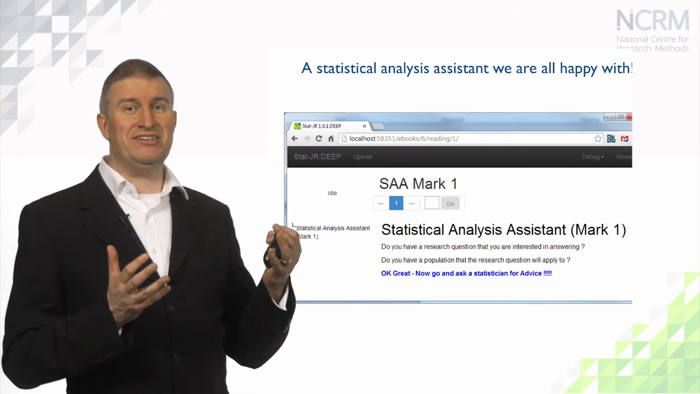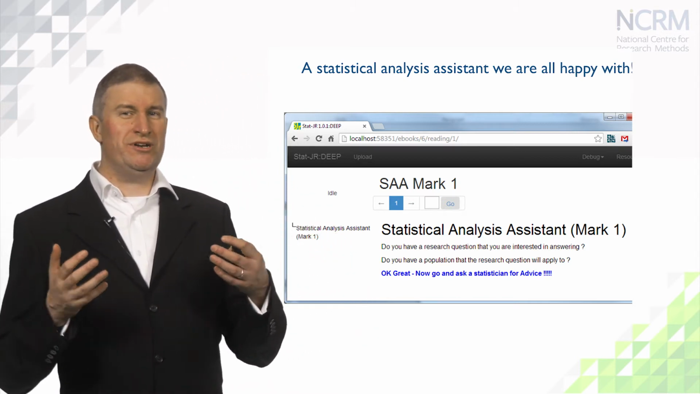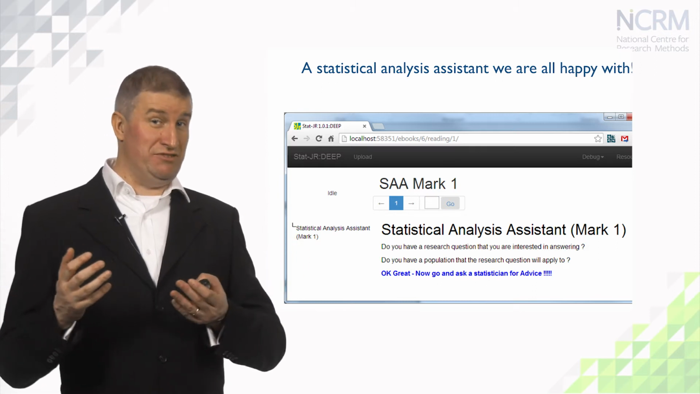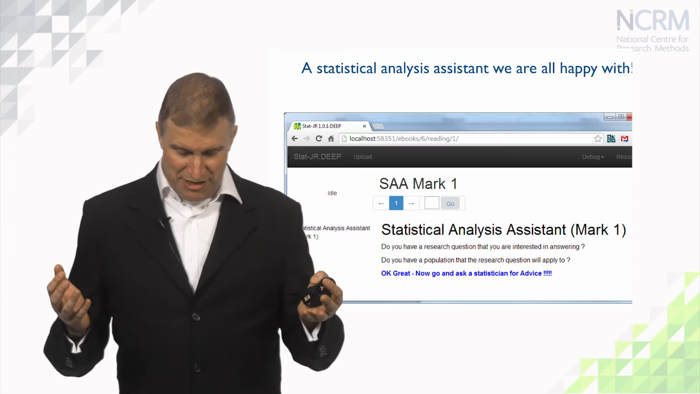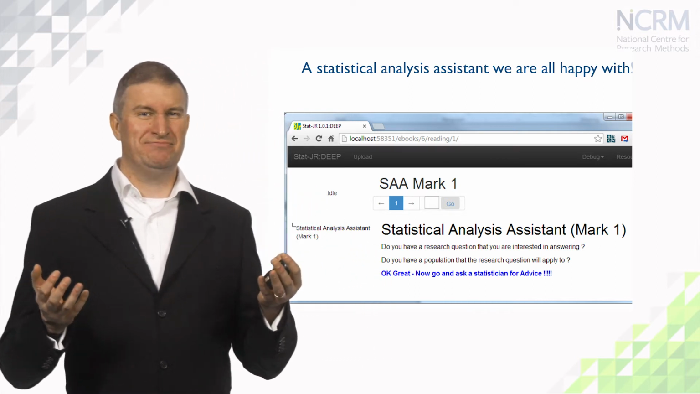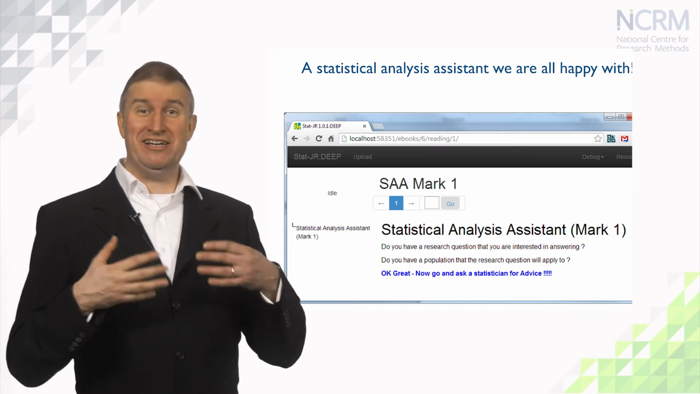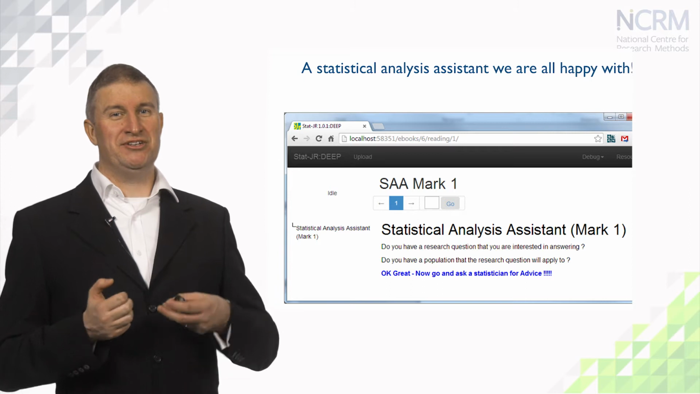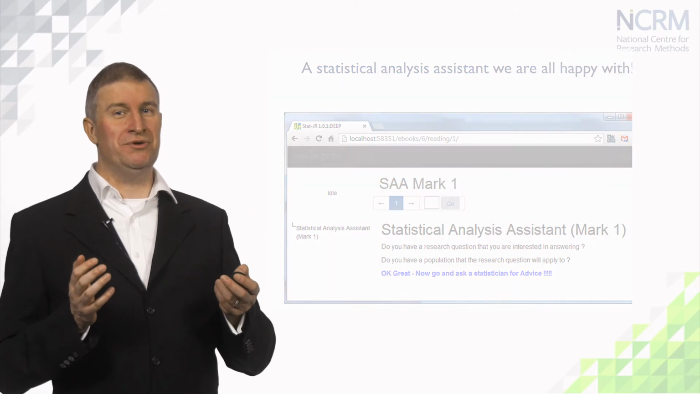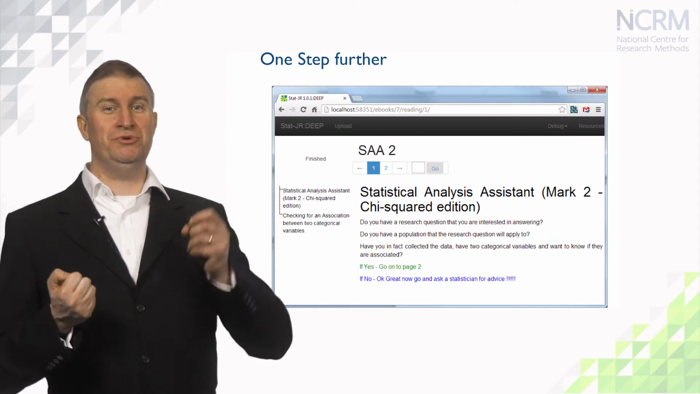Okay, so now behind me you can see our first statistical analysis assistant, which, as it says, simply tells the researcher that runs the ebook to go and ask a statistician to help them with their questions. Perhaps this isn't the most helpful of ebooks, but at least it's a starting point which we can then immediately build on. So if we move on, we will now show you our very simple statistical analysis assistant Mark II.